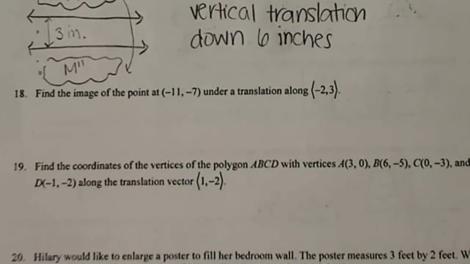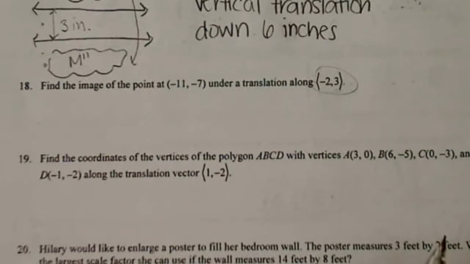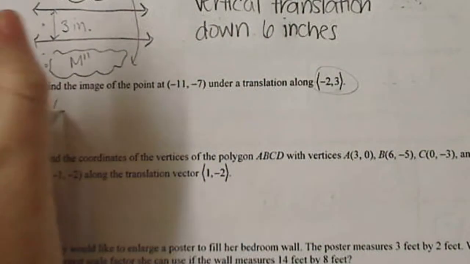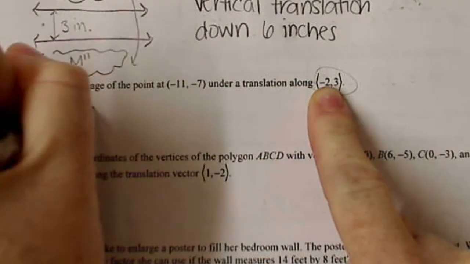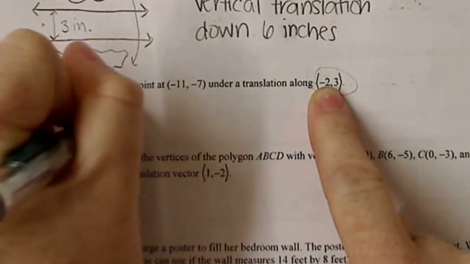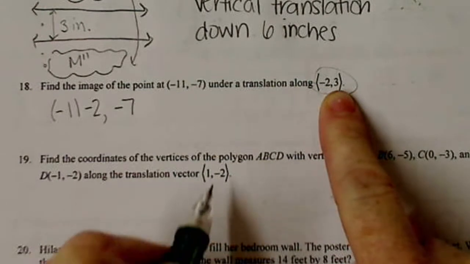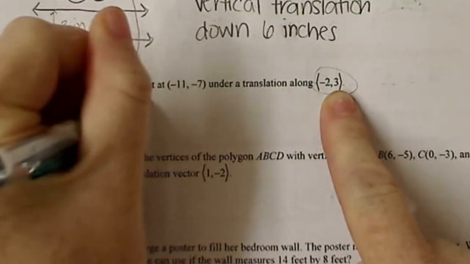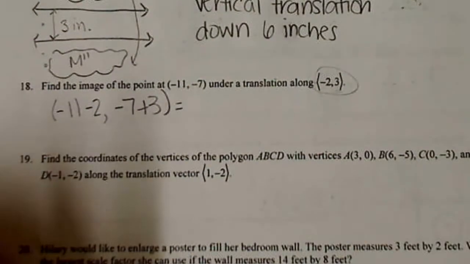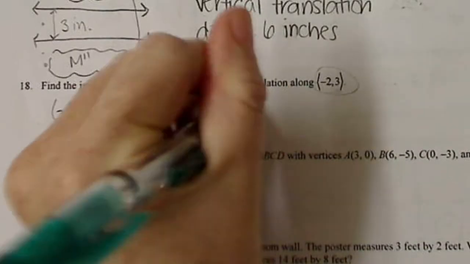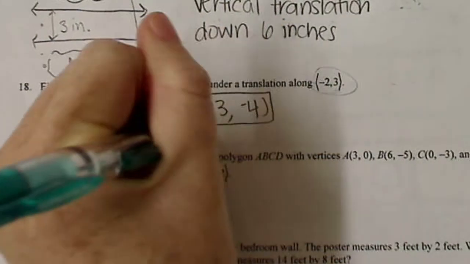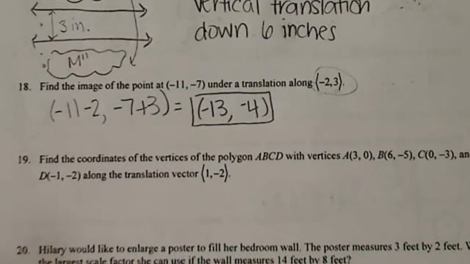Okay, number 18. Again, you can draw this out on graph paper, or you can use what we know about vectors. Negative 11, now it's going negative 2 units, so 2 units left, minus 2. And then negative 7, and it's going 3 units up, so plus 3. That becomes negative 13, negative 4. It's my new point.